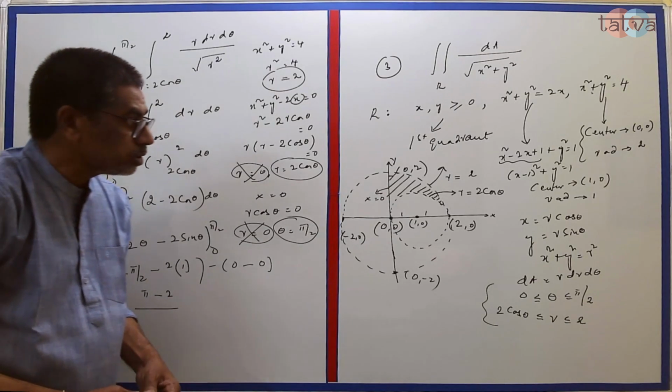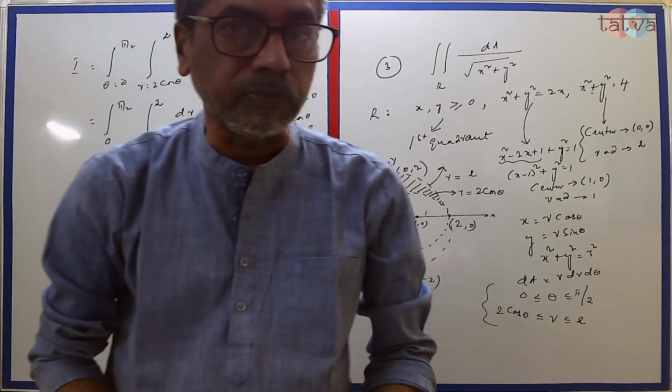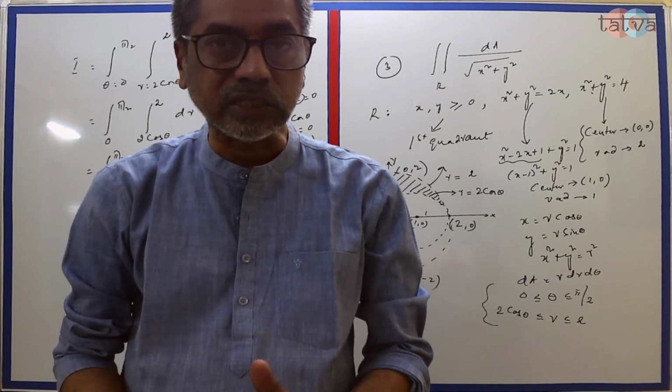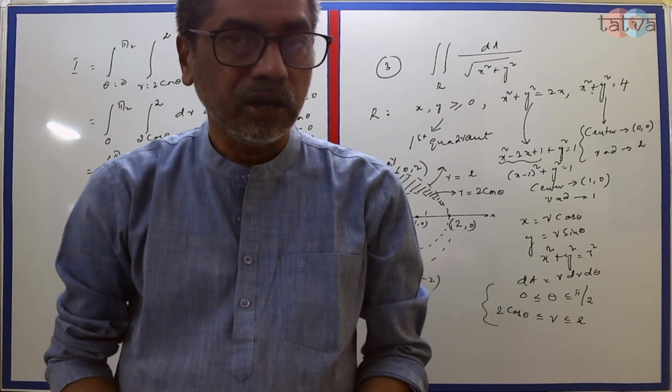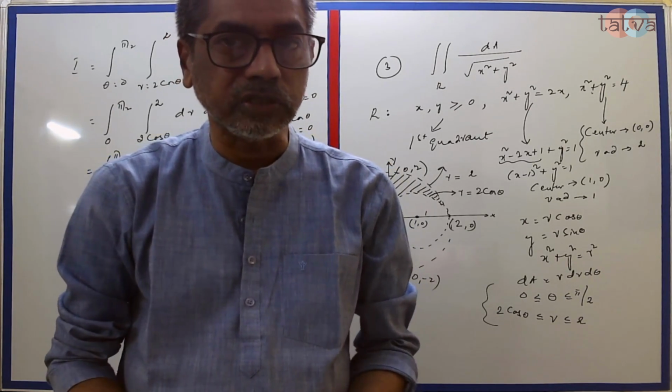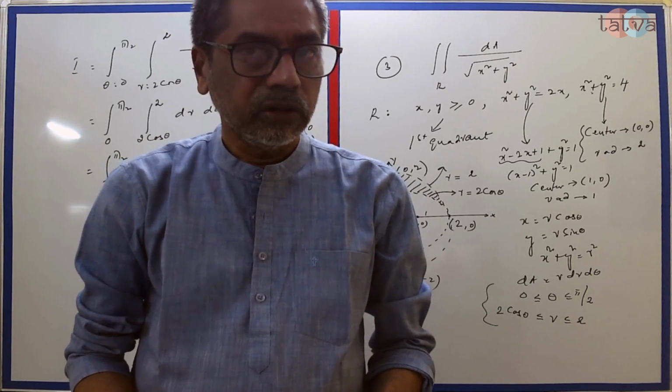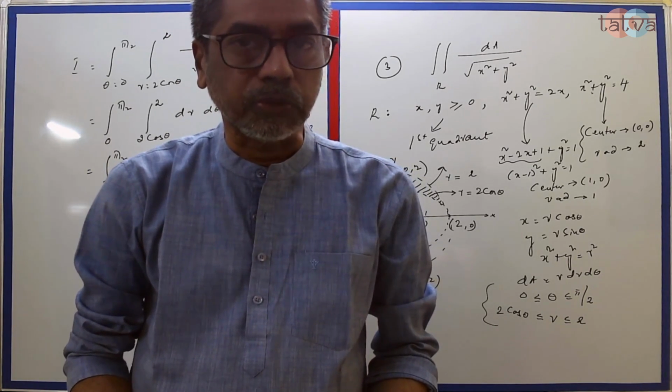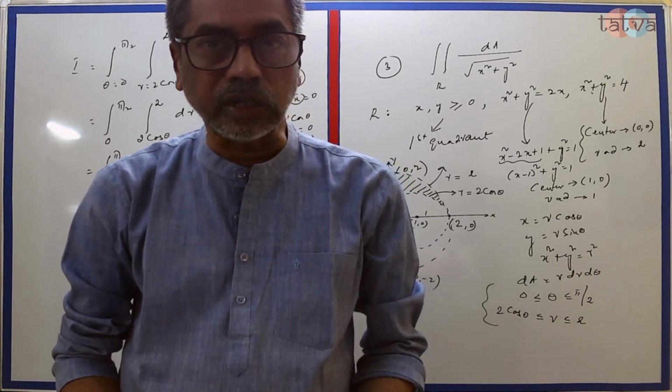So there is something to learn from this example. One thing is how to understand drawing the region itself and how to fix your r limits in particular. There is no confusion about the theta limits. More and more of such problems will be very, very useful in the long run.